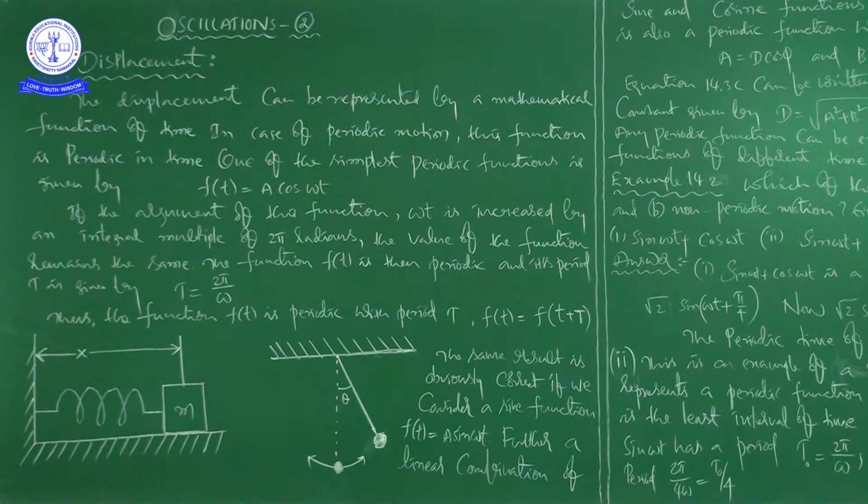First of all, we are going to discuss what is displacement in case of oscillatory motion. In case of translatory motion, that is motion in a straight line, we already discussed what the displacement is. There, we defined displacement of a particle as the change in position vector. This is the definition of displacement in case of translatory motion.